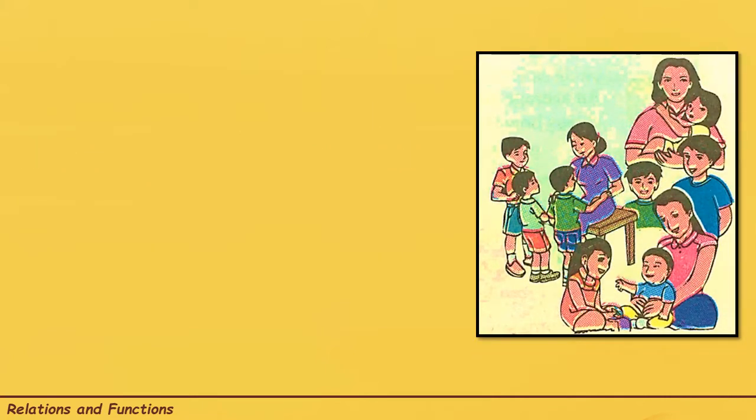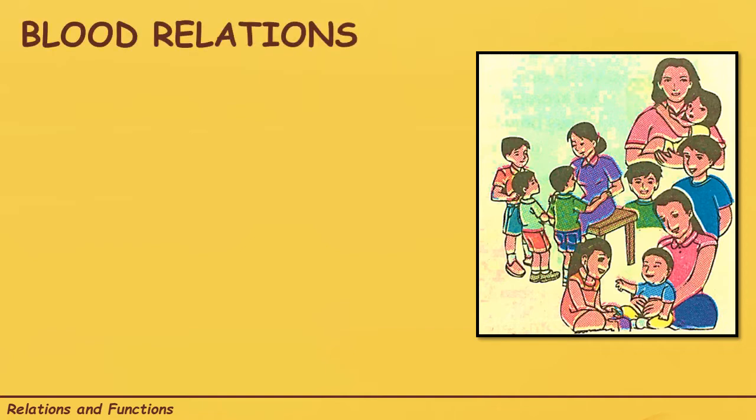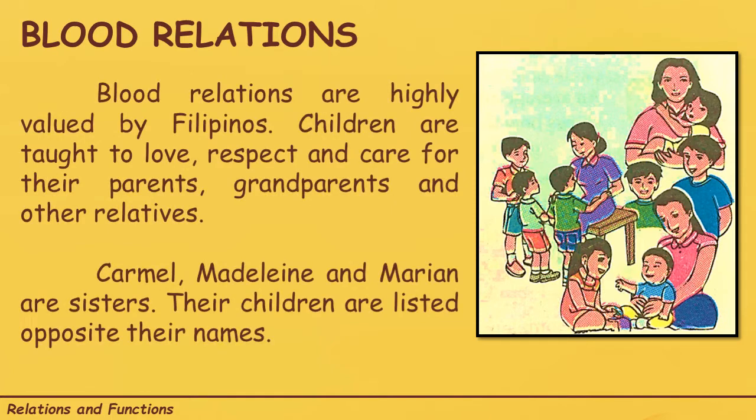Let us now take a look at this photo. In the picture, we can see children and mothers. And we will have blood relations. Blood relations are highly valued by Filipinos. Children are taught to love, respect, and care for their parents, grandparents, and other relatives. Carmel, Madeline, and Marian are sisters. Their children are listed opposite their names.